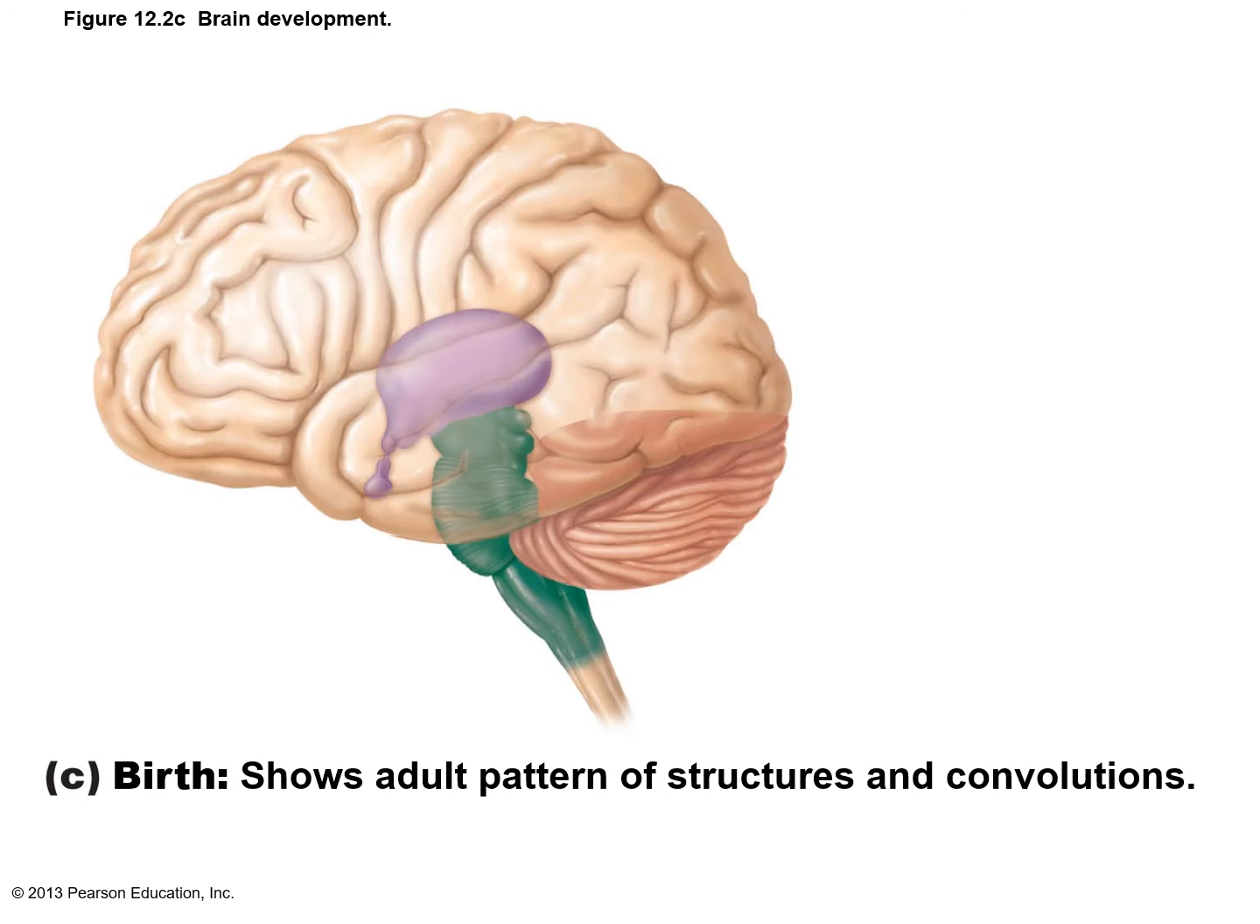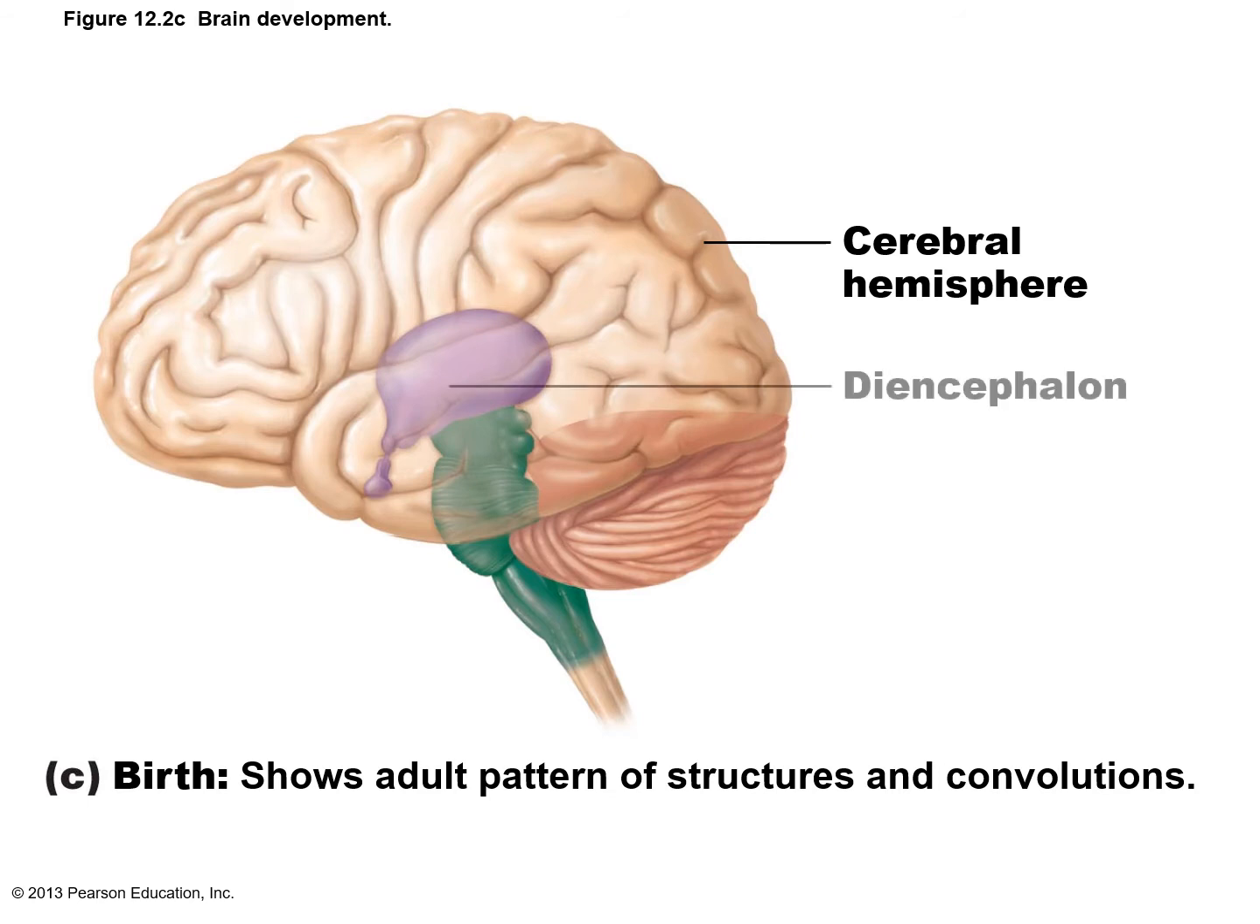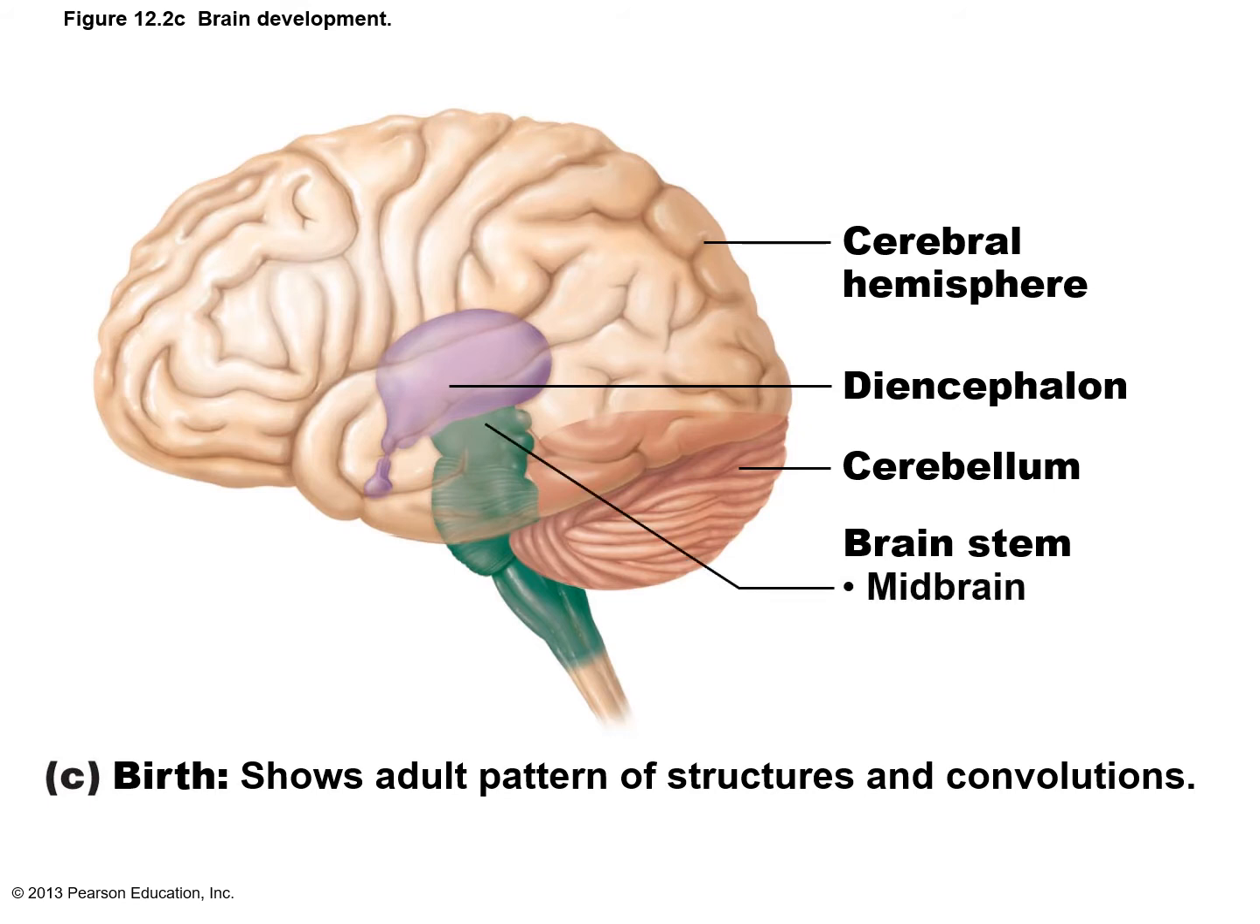Here you see the adult pattern of structures and convolutions. This is a cerebral hemisphere. It's the largest part of the brain, and it's the portion that's in sort of this peach color. It was also the largest portion of the brain which you saw in your dissection in lab. The area in purple here is the diencephalon. We'll go into more detail about that, as I said, in the second lecture. This area is the cerebellum, which again I'm hoping you recall from your lab dissection. And this area is the brainstem, which is composed of the midbrain, the pons, and the medulla oblongata.